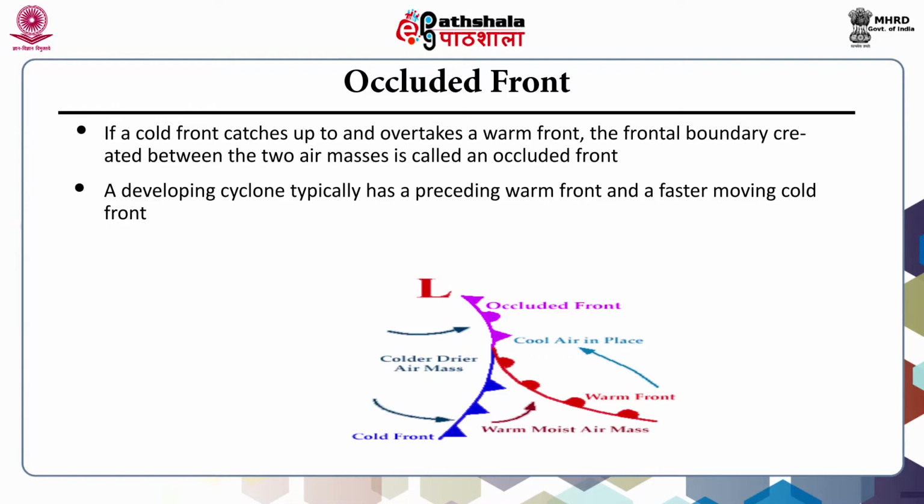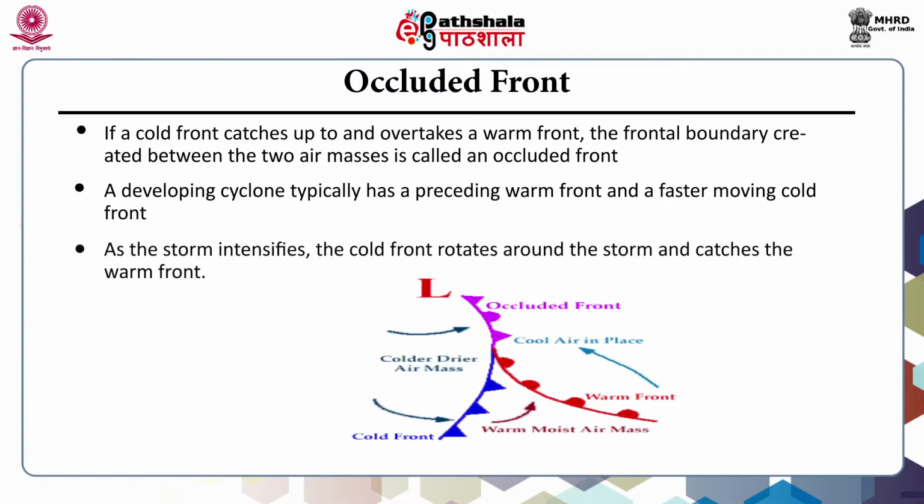North of the warm front is a mass of cooler air that was in place before the storm even entered the region. As the storm intensifies, the cold front rotates around the storm and catches the warm front. This forms an occluded front, which is the boundary that separates the new cold air mass to the west from the old cool air mass already in place north of the warm front.